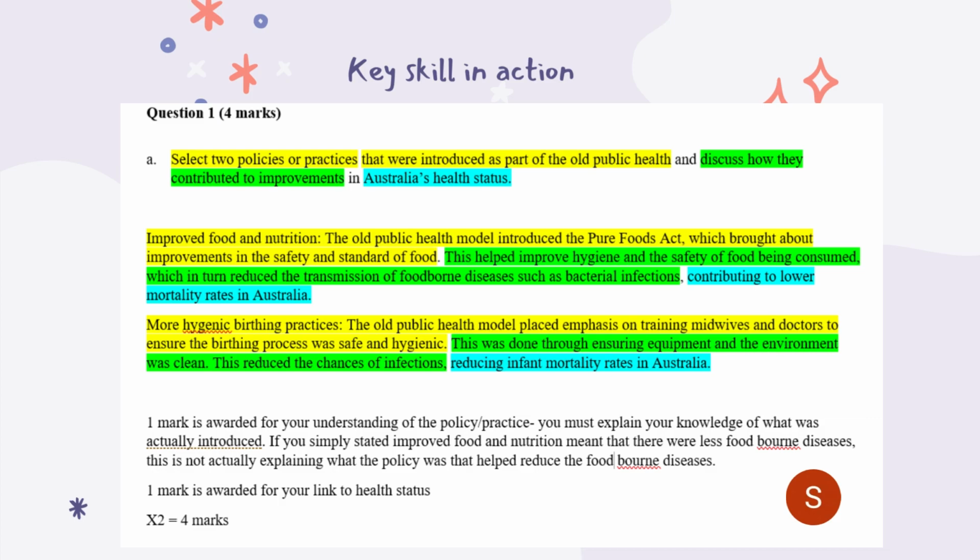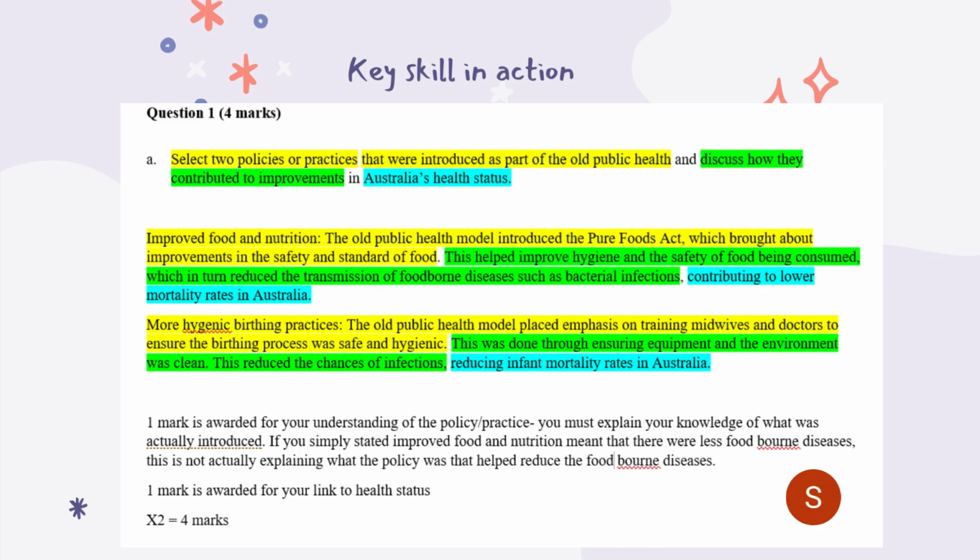I now need to say, how did that lead to an improvement? So this helped improve hygiene and the safety of food being consumed, which in turn reduced the transmission of foodborne diseases such as bacterial infections, contributing to lower mortality rates in Australia. Now, I've said bacterial infections, you could say gastro, diarrhea. Always give an example when you're giving an example of an infectious disease or a foodborne disease or a respiratory condition, whatever it may be. Give an example to support your answer. So that's going to get me my 2 marks, and now I need to do the same again.